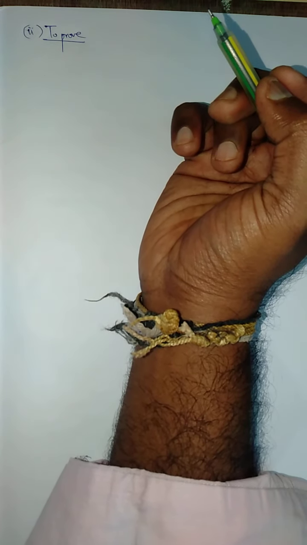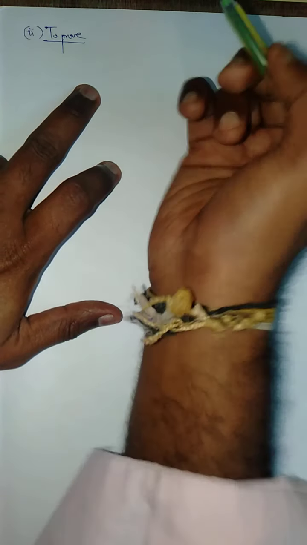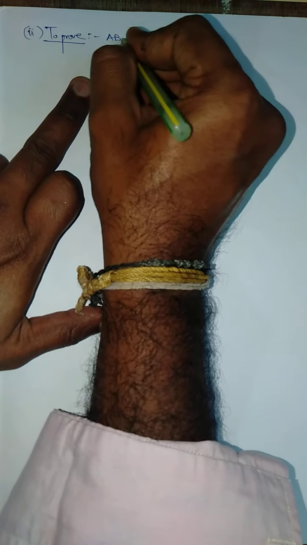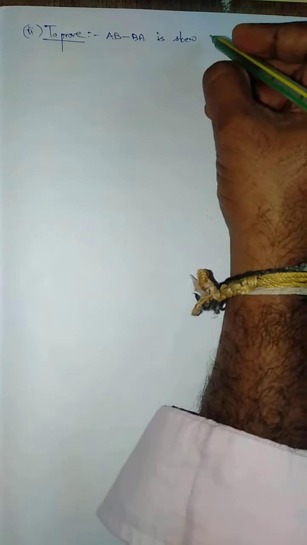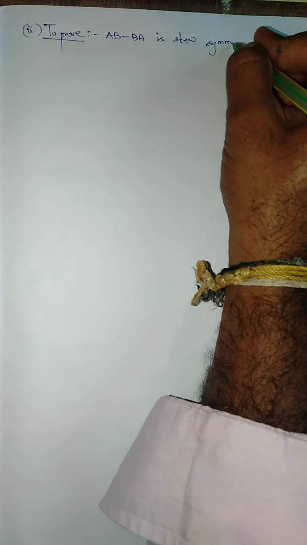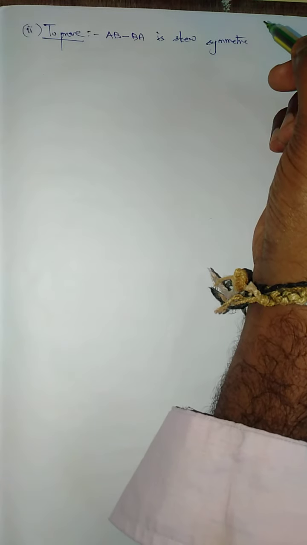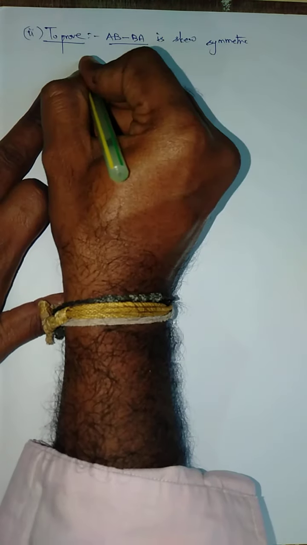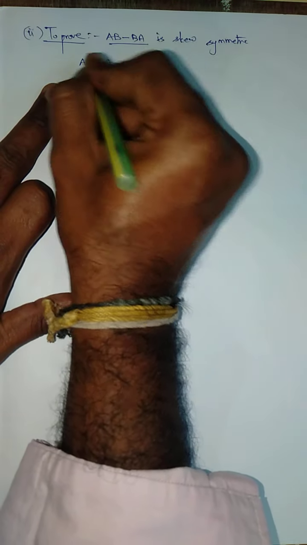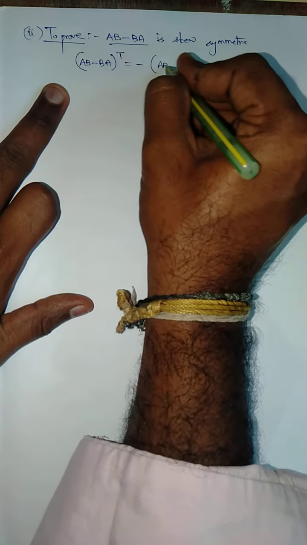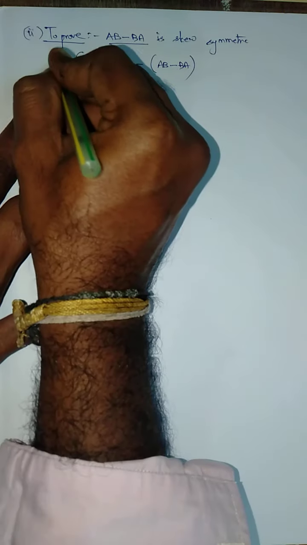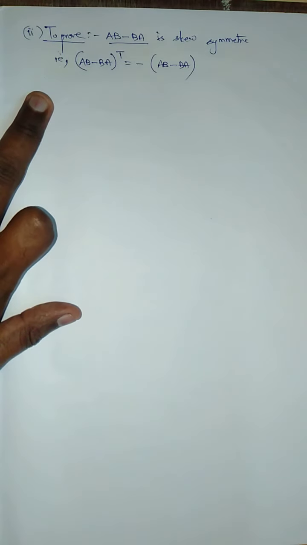Second subdivision, to prove. What do I need to prove? Our proof is that AB minus BA is skew symmetric. Listen, AB minus BA is skew symmetric. You know the meaning of the word skew symmetric. AB minus BA the whole transpose is equal to minus of AB minus of BA. That is, I need to prove this one only.